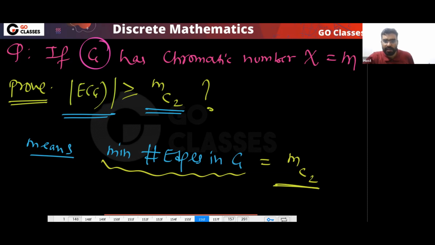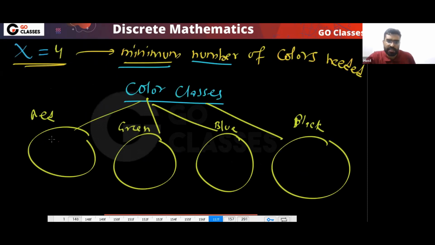But how to do this? Like minimum, how many edges do you need? See, there is no edge here, here, here, or here. Tell me one thing. Is it possible you don't have any edge? Is it possible there is no edge?